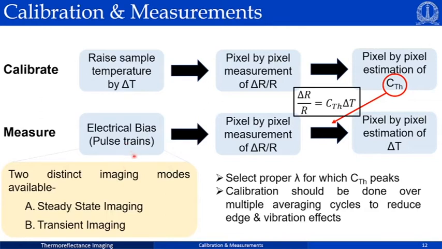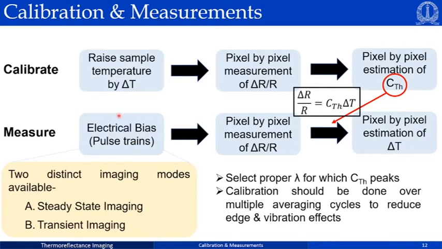Okay, so it is important to understand what types of biases we can use. We have two distinct imaging modes available. One is steady state imaging, in which you can apply long DC like pulses to the device and measure the device response in terms of temperature. Secondly, we have the transient imaging module, where you apply short pulses and you measure the temporal evolution of device temperature.